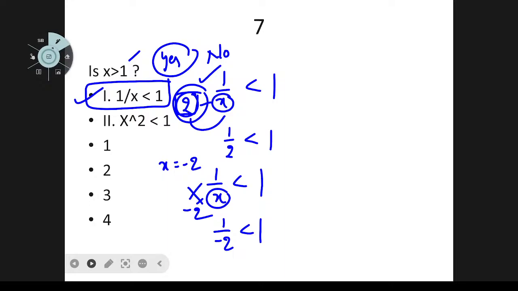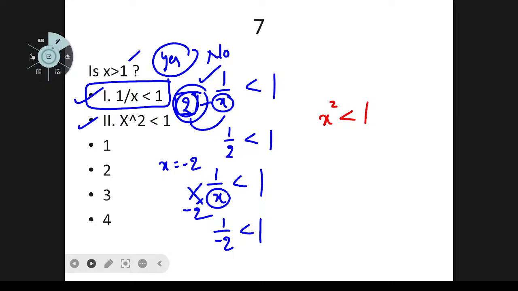It may or may not happen. I don't know. Okay, so by using the first statement, I don't know. What about the second one? X square is less than 1. How can x square be less than 1?